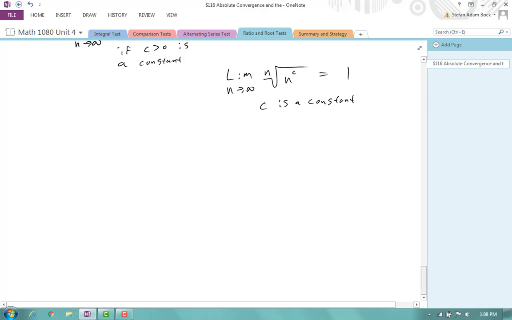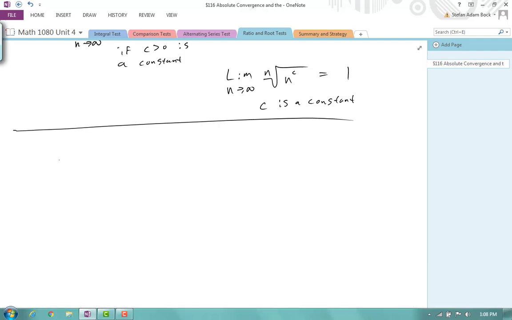I got lucky kind of with the last example, but I also had to use the ratio test because there was a factorial. I cannot use the root test if there is a factorial in the problem, because there is no way to verify what the nth root of n factorial, for example, is going to look like. So a very good example of a root test, let me see here. Let me try to make this as bad as I can.